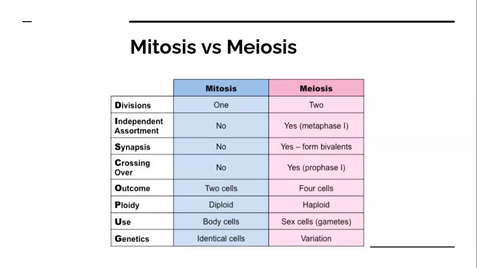So, general overview of mitosis versus meiosis. I'm not going to go through this whole thing, but you should pause and make sure that you know all of this. A great way to remember all of this is this acronym at the beginning. All of those bolded terms spell out disco pug. And you can use that to remind yourself of all of the main differences between mitosis and meiosis.